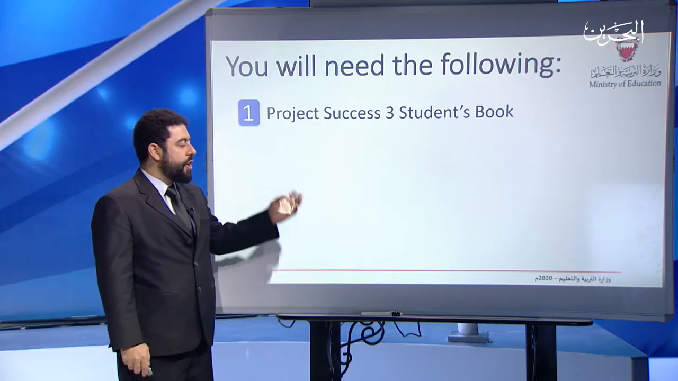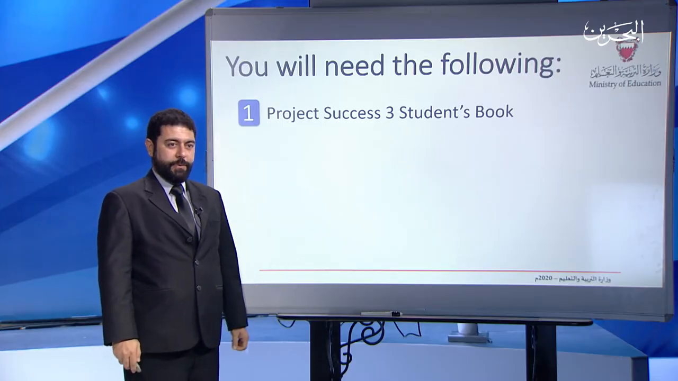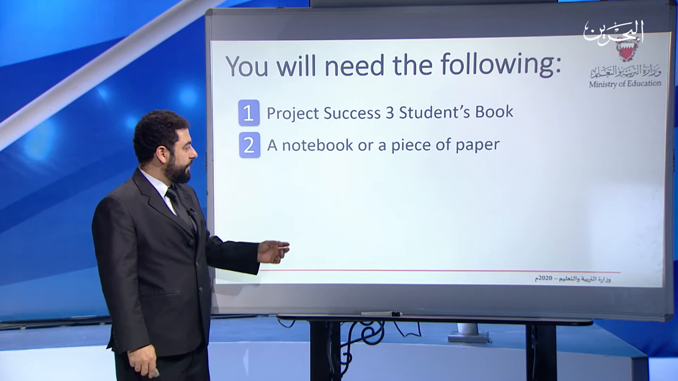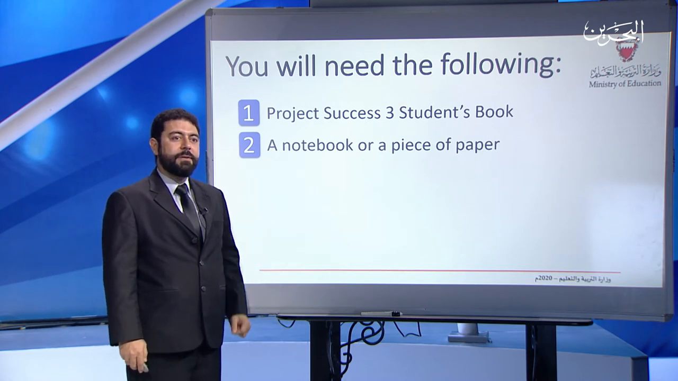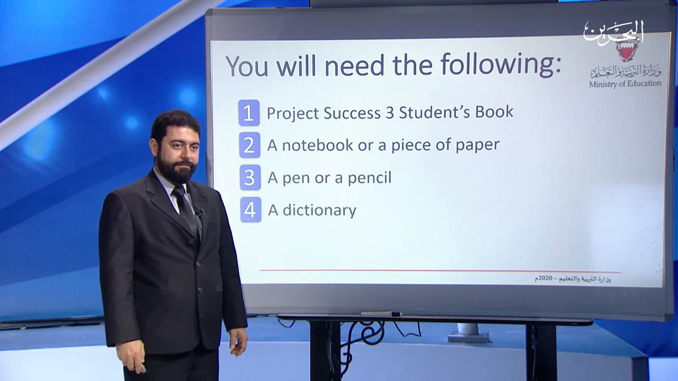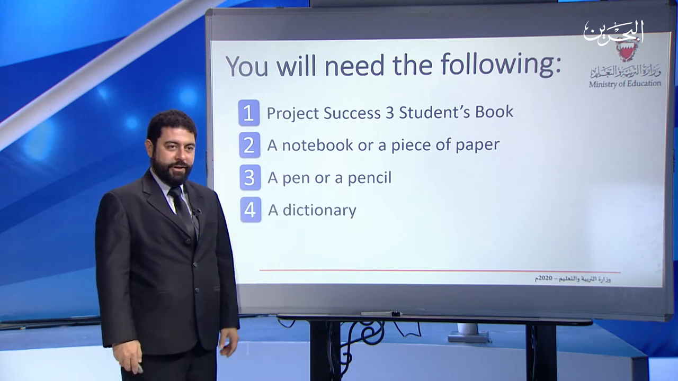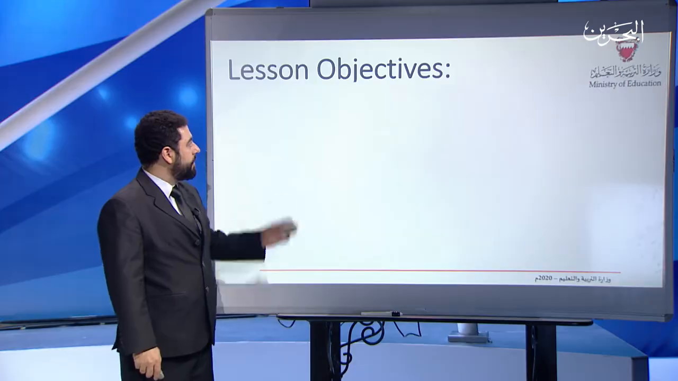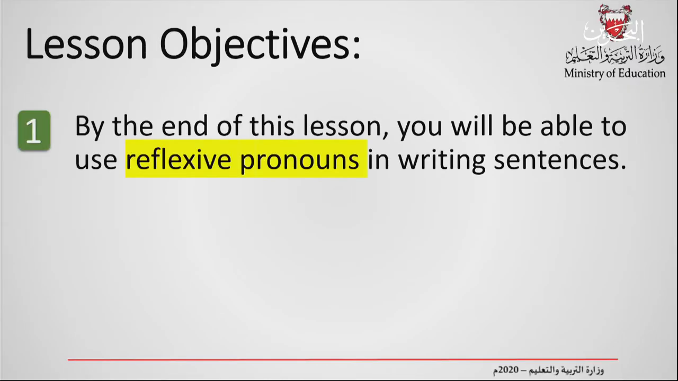Number 1, Project Success 3, Student's Book. Number 2, a notebook or a piece of paper. 3, a pen or a pencil. Number 4, a dictionary. Now, let's go over lesson objectives. By the end of the lesson, you'll be able to use reflexive pronouns in writing sentences.